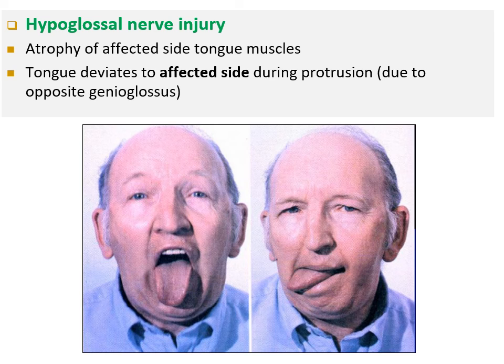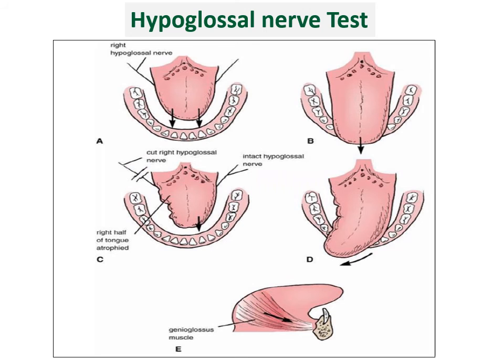This is how you conduct the test for hypoglossal nerve injury. I will repeat the test again. If a patient comes to you with hypoglossal nerve injury, you will ask the patient to protrude the tongue. By looking at the deviation, you will confirm the result of the test. This is a schematic picture again to explain the hypoglossal nerve test. It is self-explanatory. I already explained in the previous slide. Please revise.